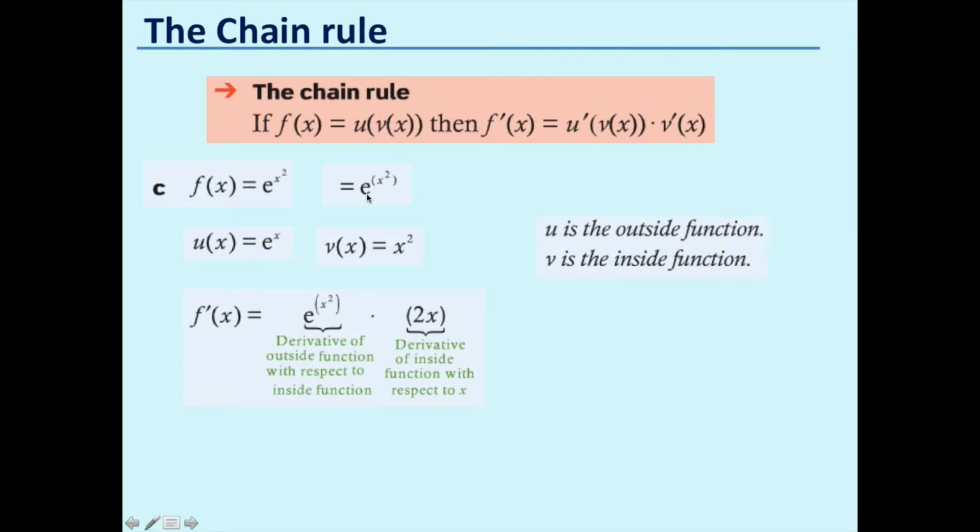So here we've got e to the x squared. So here we've got u of x equals e to the x. We should remember that when we differentiate this, it stays the same. So this is just e to the x, and we know that the function on the inside is x squared, so that's just going to be e to the power x squared, multiplied by the derivative of what's inside, which is 2x, and that's going to give us this, 2x e to the x squared.